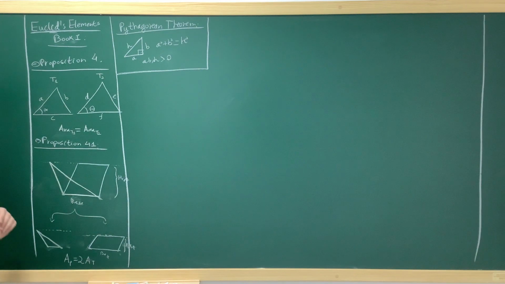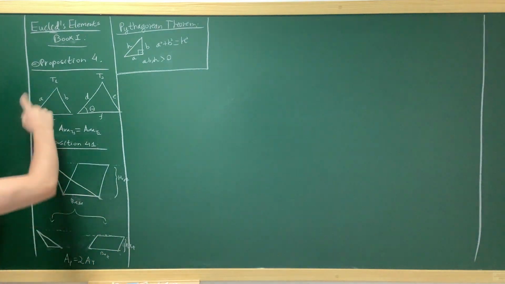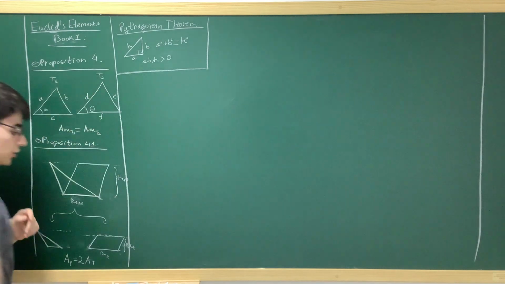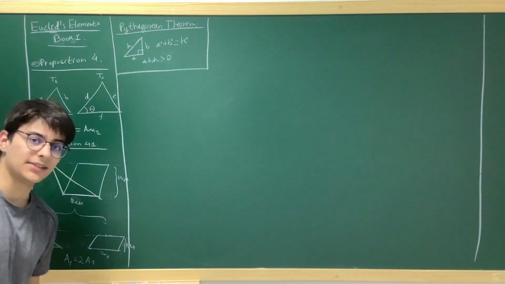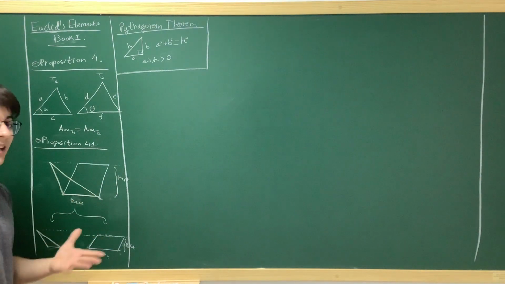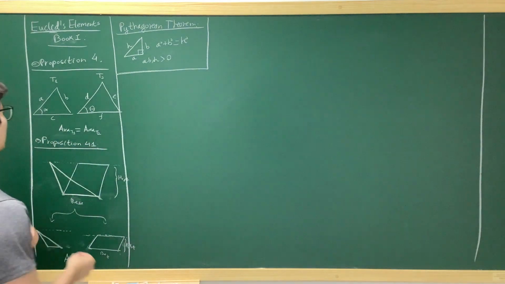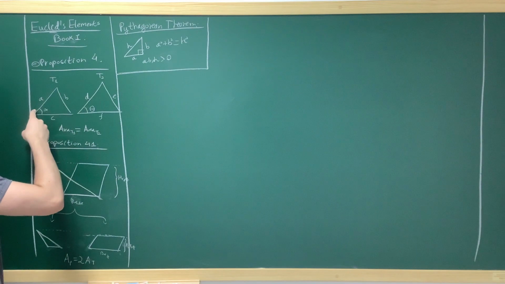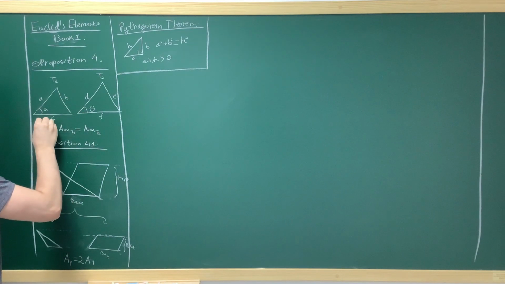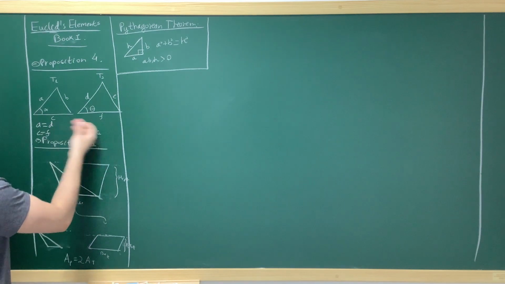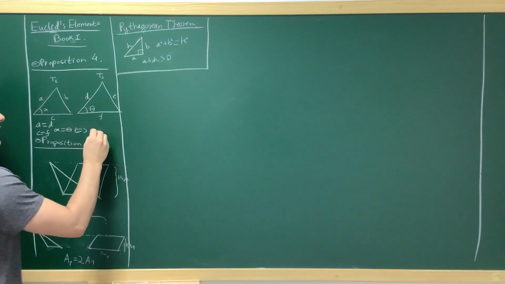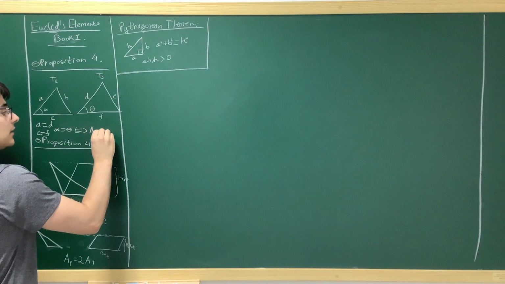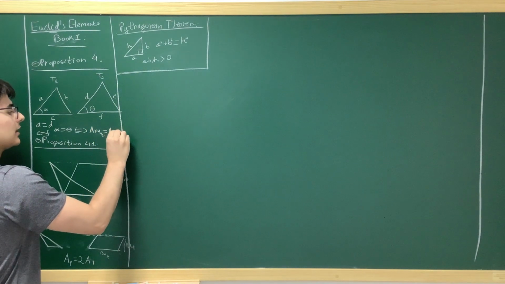Proposition 4 just tells us about the congruency of triangles. That is, if I have one triangle here, T1, and another triangle here, T2, then they will be exactly the same. What Euclid meant by the same is that they have equal area. They will be the same if, for example, this side and this side are equal. That is, if A equals D and C equals F, and also if alpha equals theta, then, if and only if, area T1 will be equal to area T2.